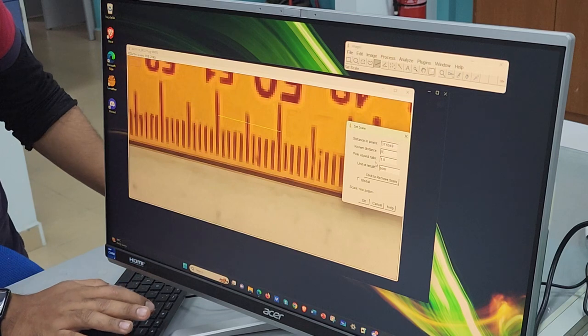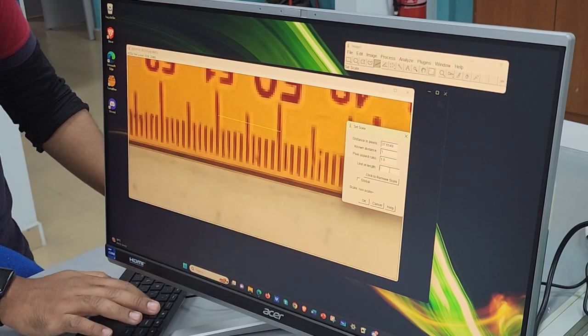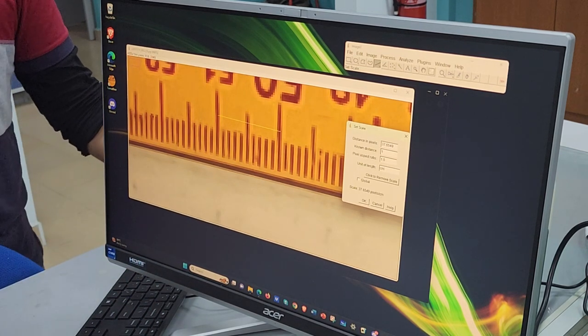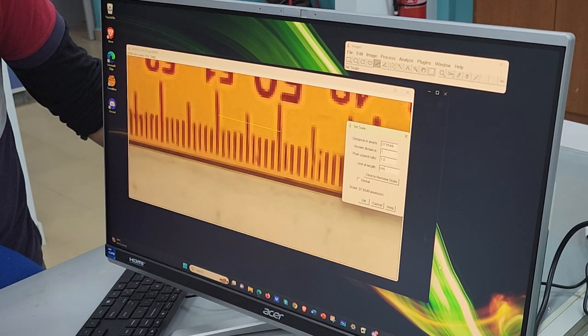So change the known distance to 1. Change the unit of length to centimeter. It can be any unit: micrometer, meter, inches, yard, whatever. We use cm because this ruler is in cm. Okay, something like that.